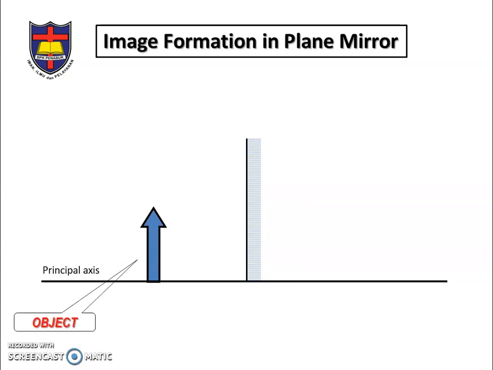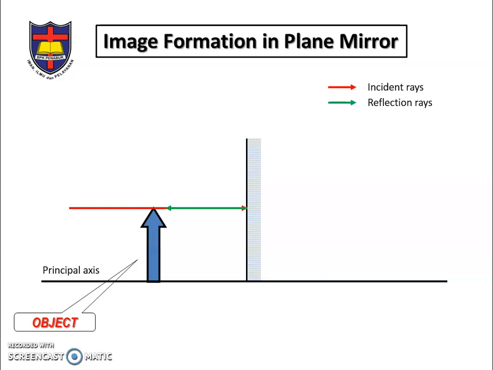Then, let's draw the incident rays. To make it easier, we will draw it from the top of the object. The first incident ray is the incident ray which is parallel to the principal axis, represented in red line. Because it is parallel to the principal axis, the angle formed by the first incident ray is 0. So, the angle of reflection ray will be also 0. Let's draw the reflected ray represented by a green line.